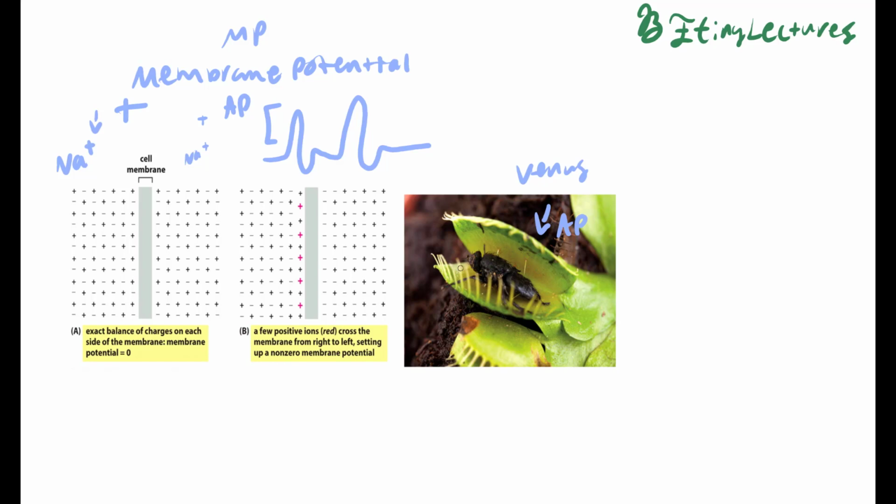So whenever a fly touches a little hair right here, the action potential is triggered, and so we see an influx of sodium entering the cell. And when this happens, we actually depolarize the membrane. We'll talk about that later. And when the membrane is depolarized, it allows the fly to be captured by the Venus flytrap. And so now we will watch a video of the Venus flytrap in action. And this was created by the BBC, the British Broadcasting Corporation.